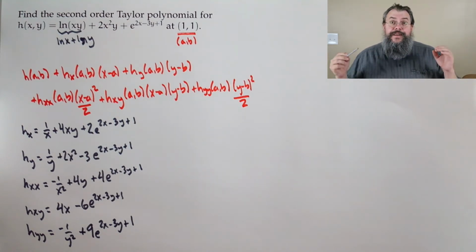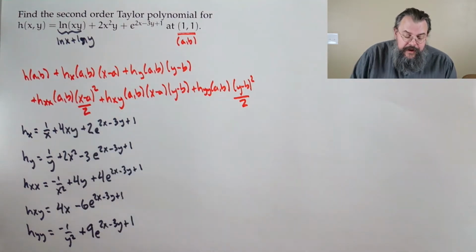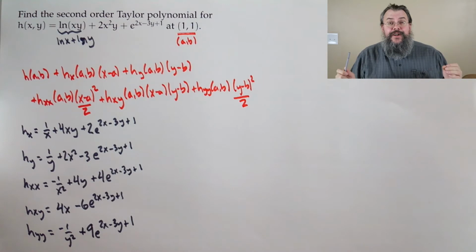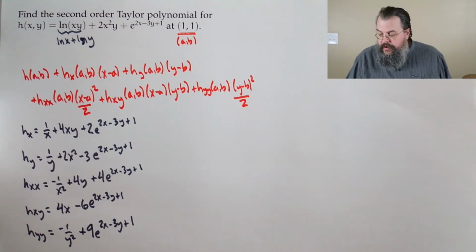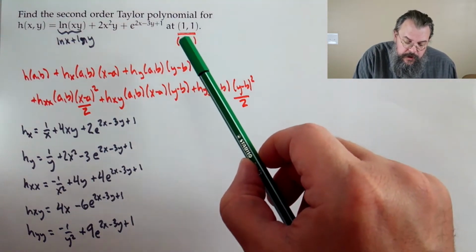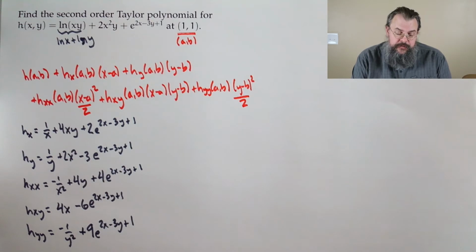So the next thing is evaluate. See, we're not going to take these pieces and plug them in because they would look terrible, and it definitely wouldn't be a Taylor polynomial because it wouldn't be polynomial. So after you've taken the derivatives, you have to evaluate before you start plugging things in. All right, so now we're just going to evaluate everything at (1, 1). Well, that's a really nice number to use for evaluations.